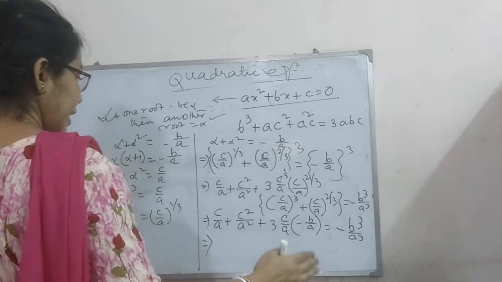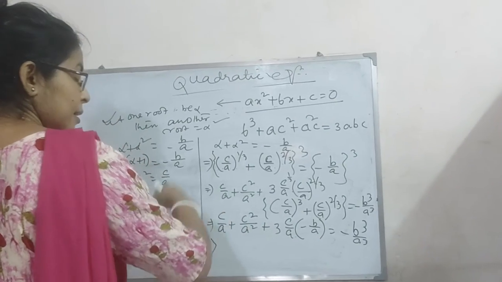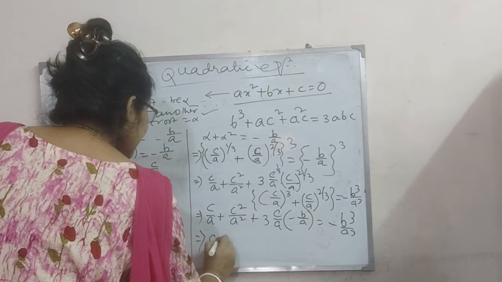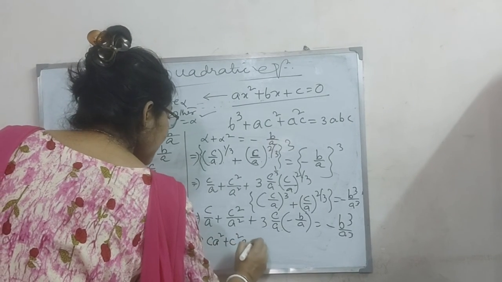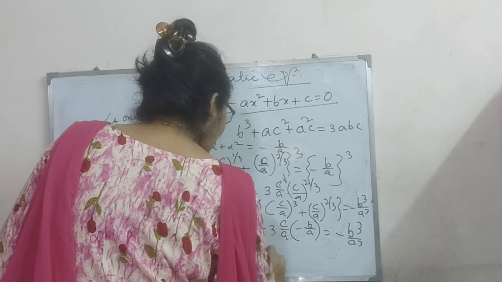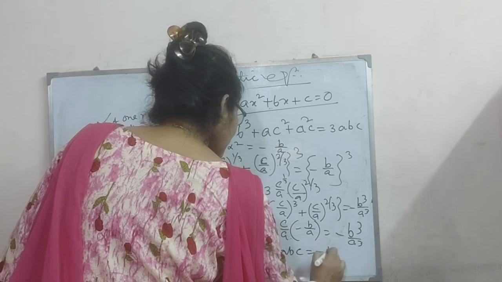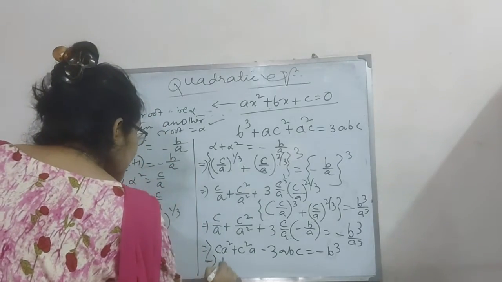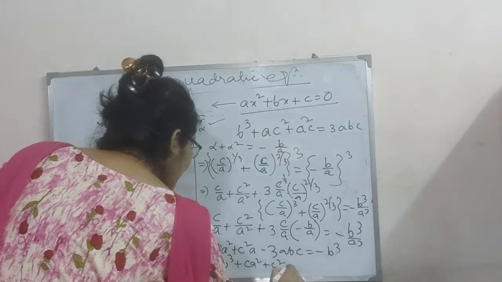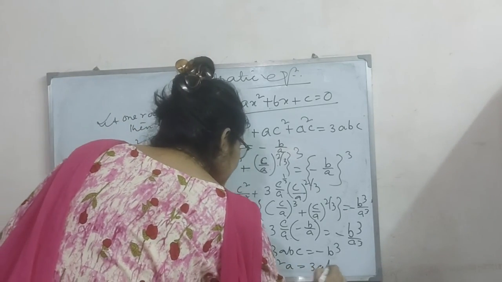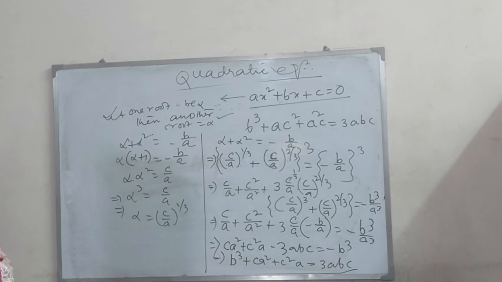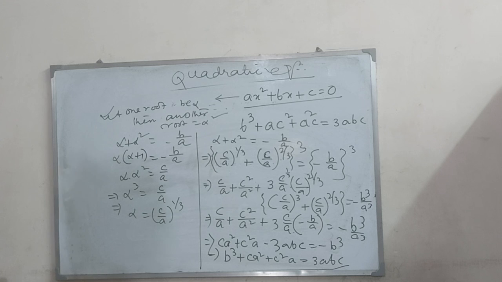When a cube is multiplied on both sides, I will get c cube plus c square a plus a cube, that means minus 3abc, is equal to minus b cube. So I can write b cube plus ac square plus a square c equal to 3abc. Hence the condition is proved. Okay, I am ending here.